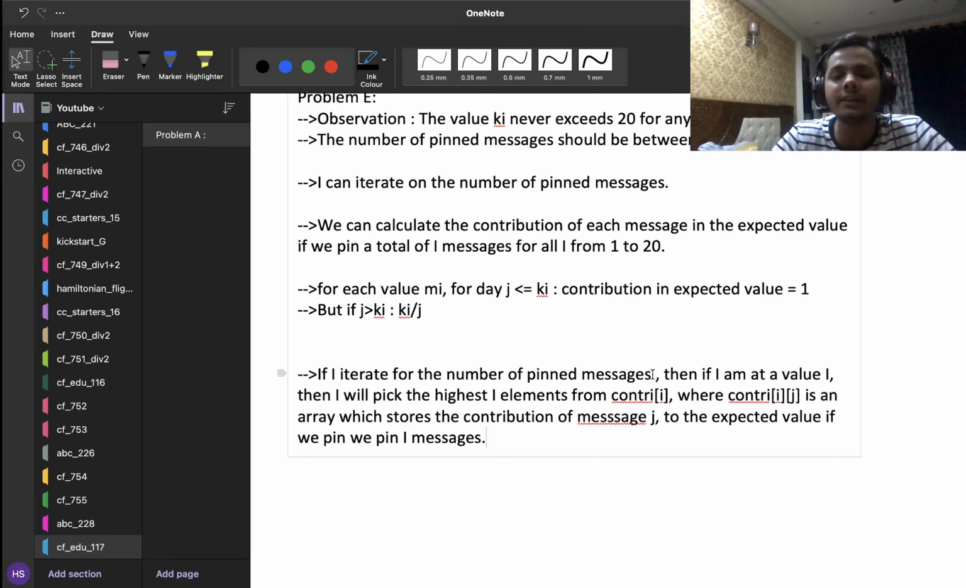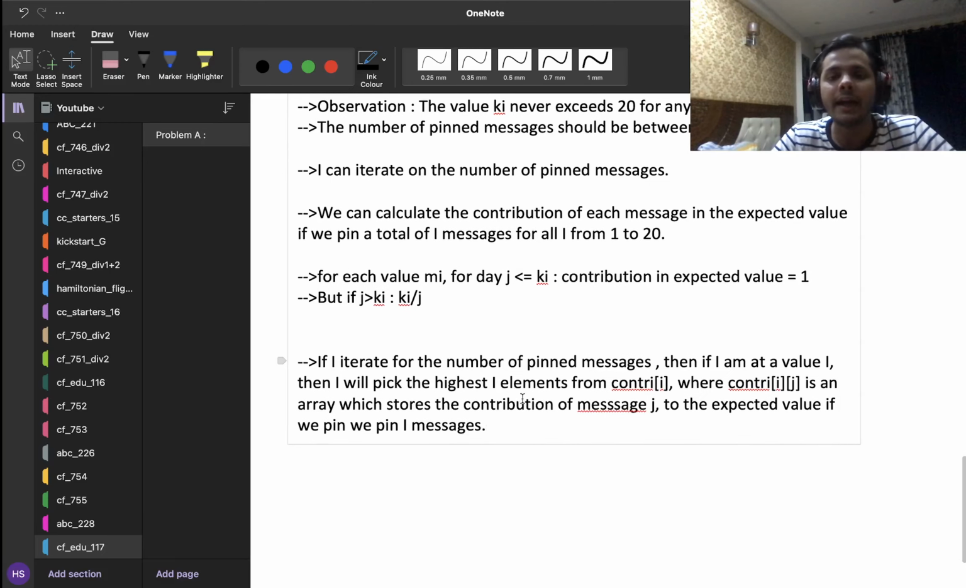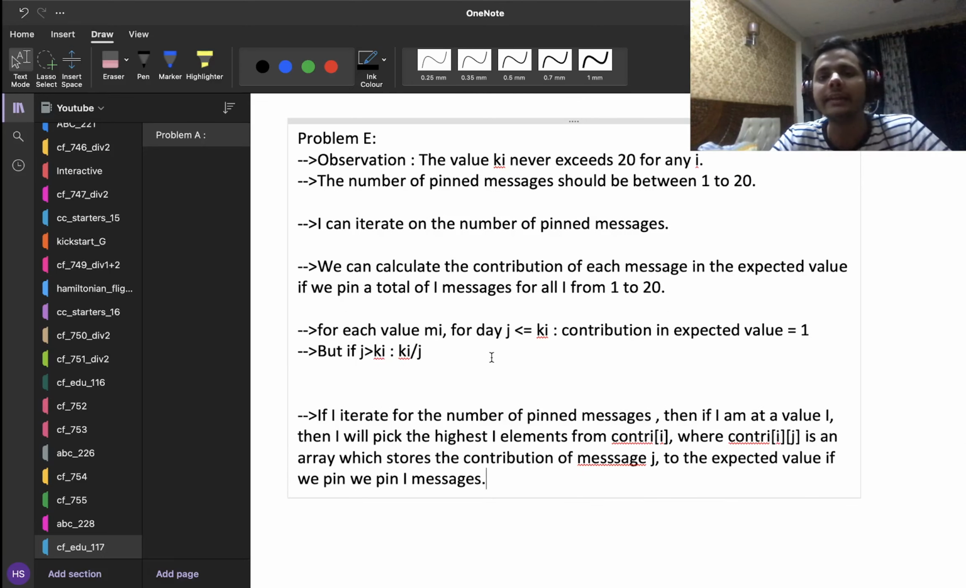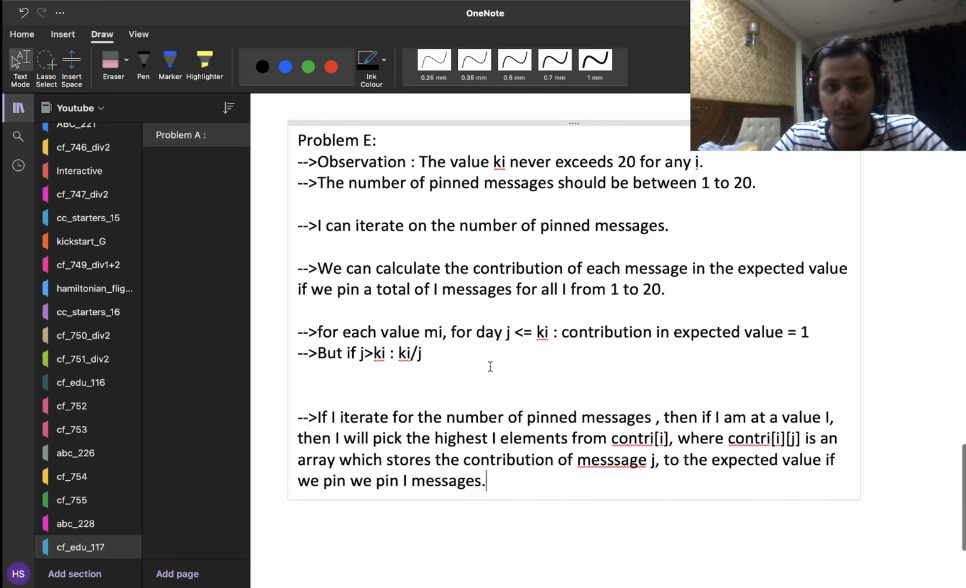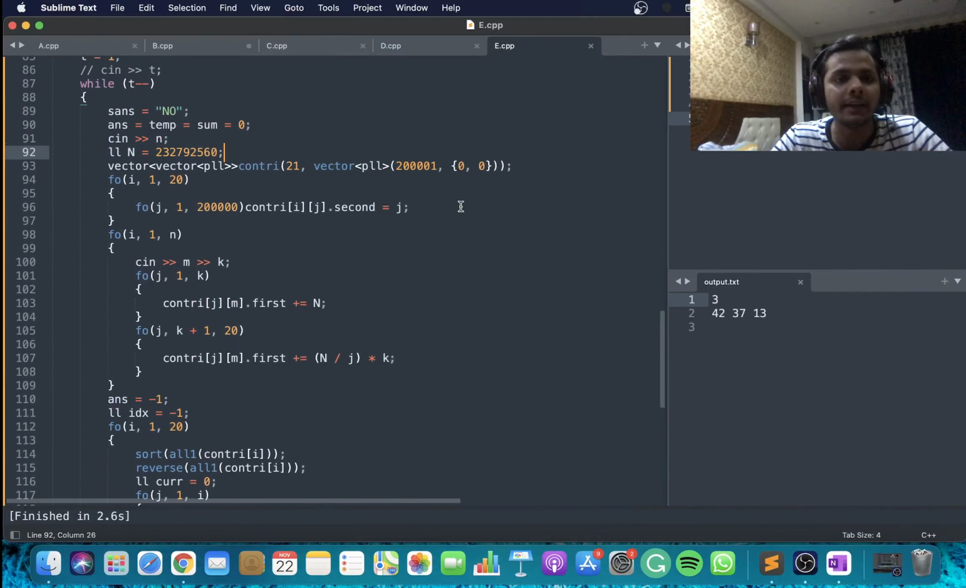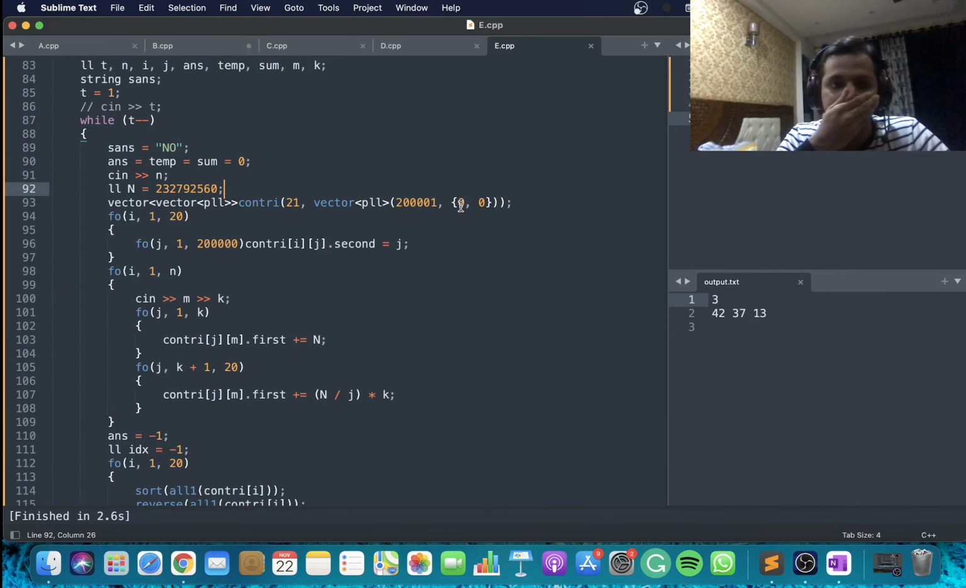So what I can do is I can sort these contrary I values and just pick the maximum I values, and out of all these values I can find the maximum, and that is just going to be my maximum expected value. So this way I can greedily solve this problem. So let's just have a look for better clarity and understanding, and let's see what I'm trying to do here.